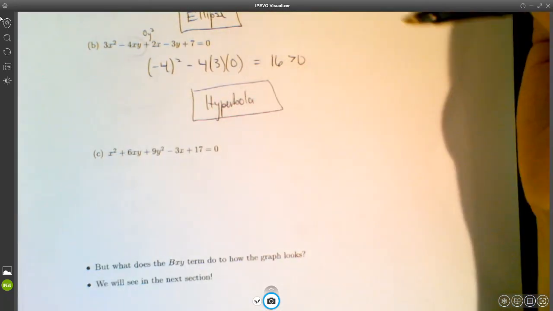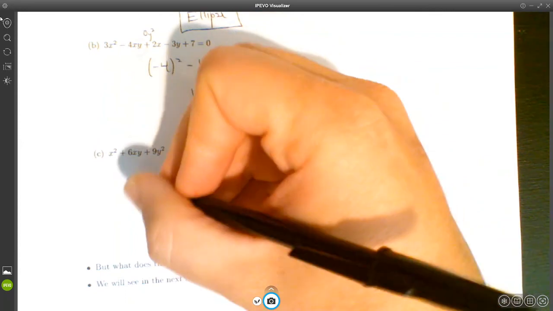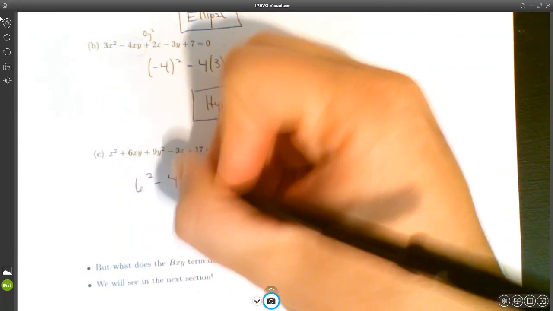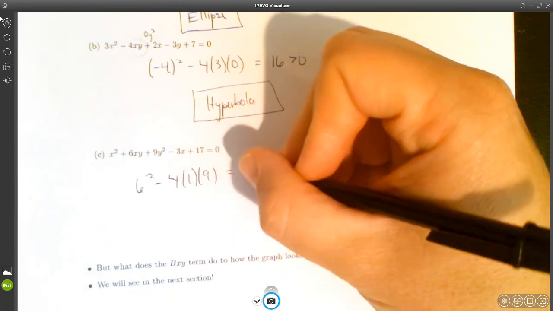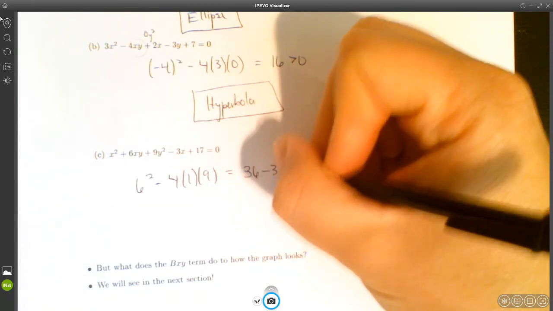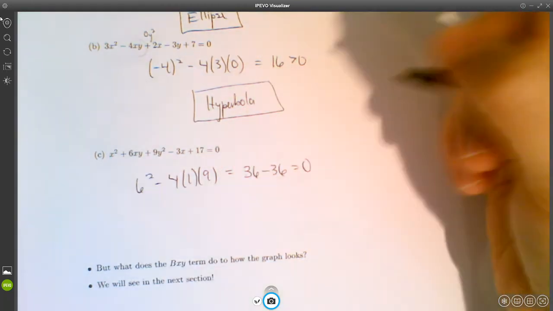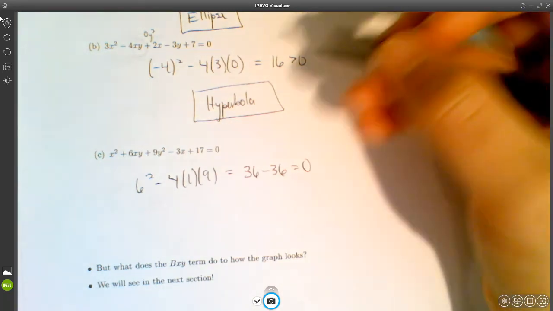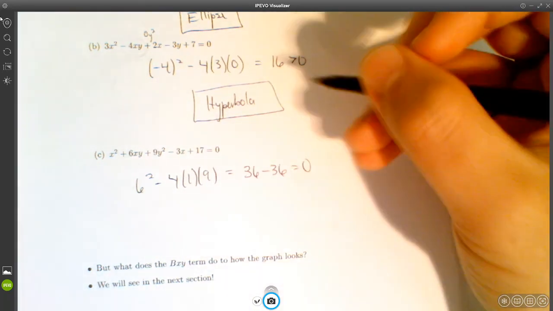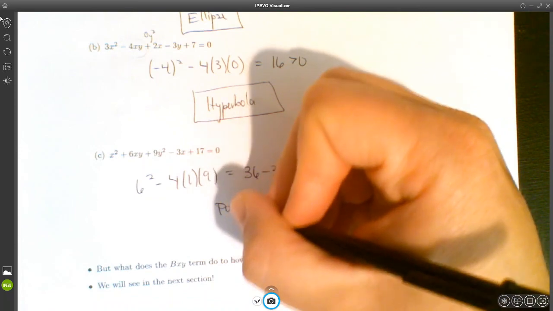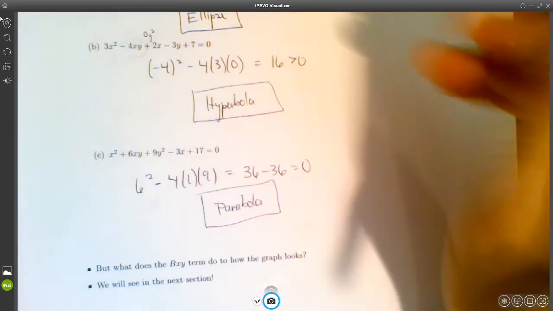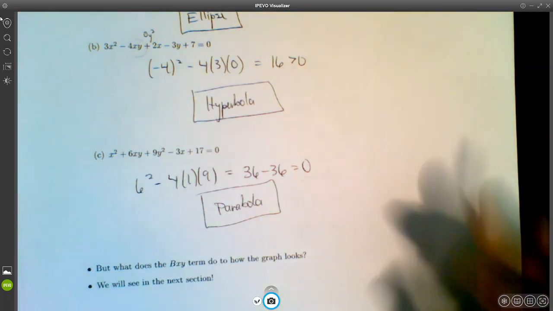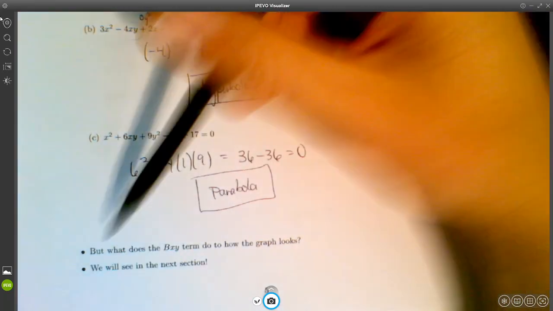Let's look at this one. So b squared minus 4 times a times c. That's 36 minus 36. Oh, so that's 0. Okay, so when your discriminant is equal to 0, that's when you have a parabola. Okay, so there you go. That's how we determine what kind of conic section we have.